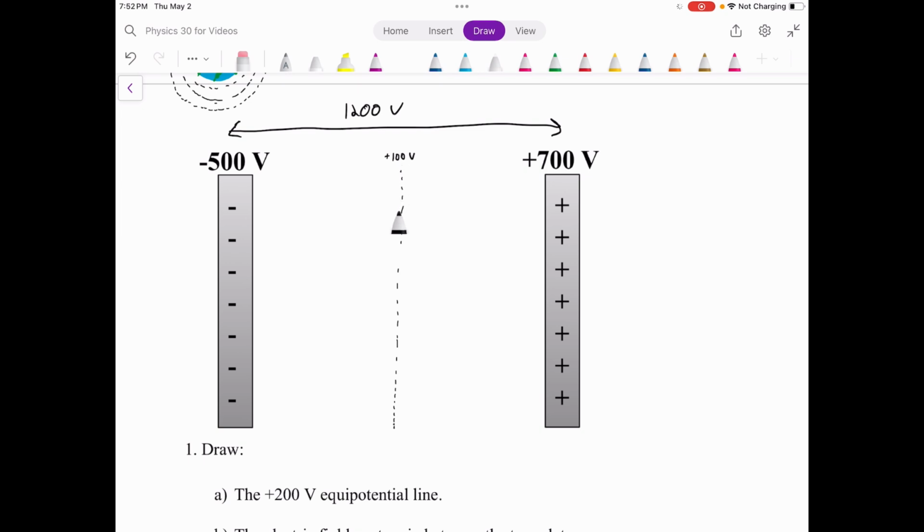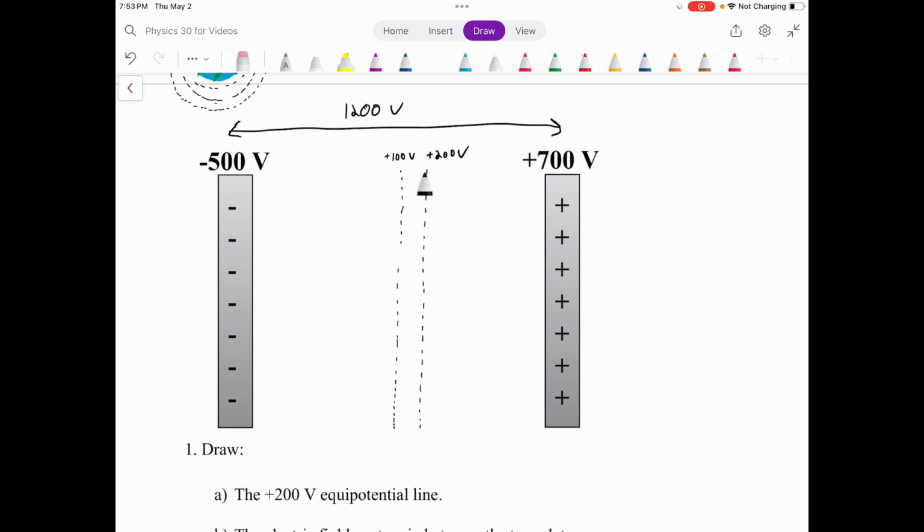So there, I kind of eyeballed it to split it in half first. We have a 1200 volt potential difference across the plates, so halfway would be about 600. So negative 500 plus 600 should put us at about plus 100. And then you can think of it as just splitting it up. Halfway from 100 to 700 would be 400, so 200 would be about a third of the way to that. Just kind of eyeballing it here. You could break out the ruler and actually measure, but I'd say that's a pretty reasonable estimate there.